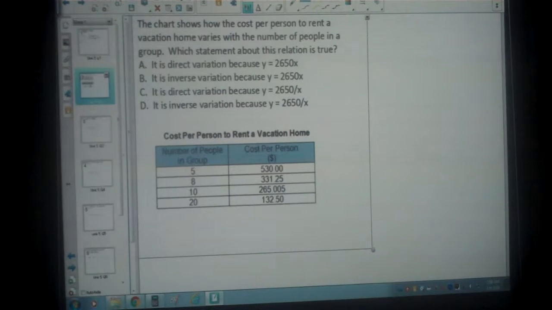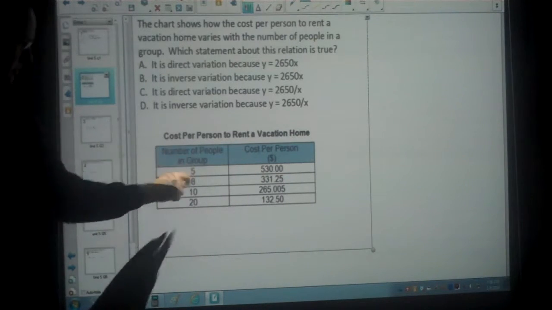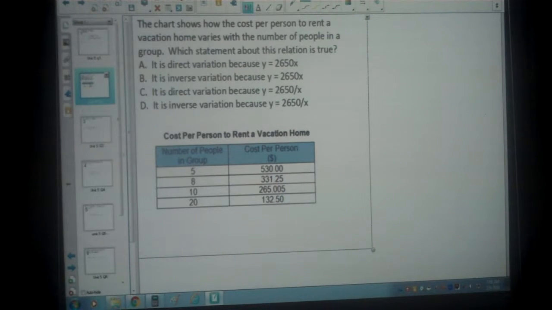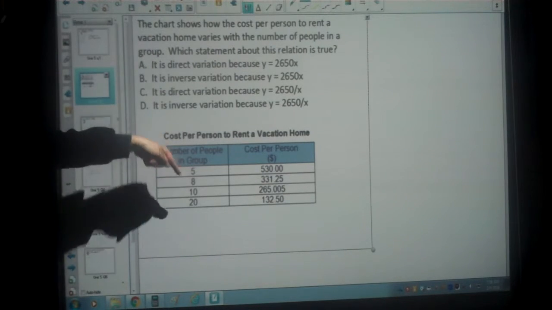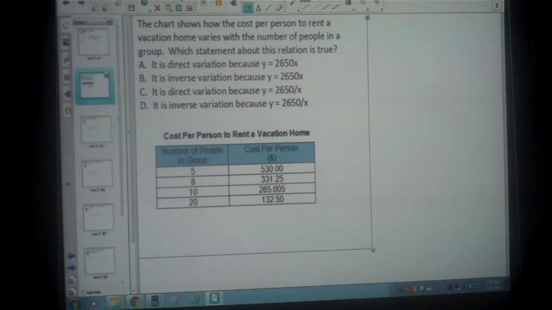The chart shows how the cost per person to rent a vacation home varies with the number of people in a group. Which statement about this relation is true? Now, the first thing to notice is, look at the number of people. This one goes up. But look at the cost per person, it actually goes down. So obviously the more people you have, the cheaper it is, because you can split the costs amongst you. So as this one goes up, this one actually goes down. So they're inverses of each other.